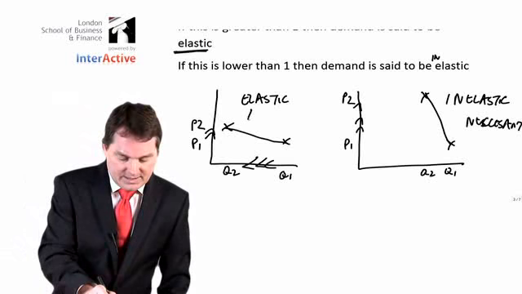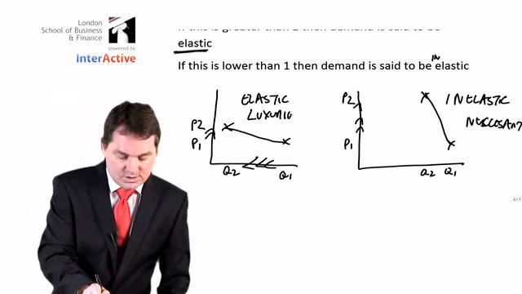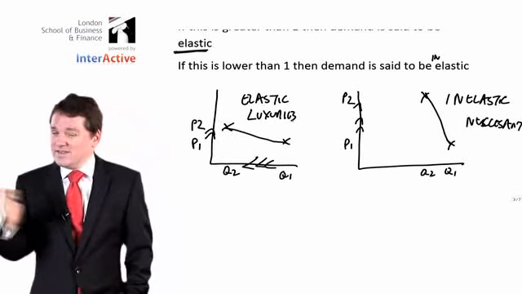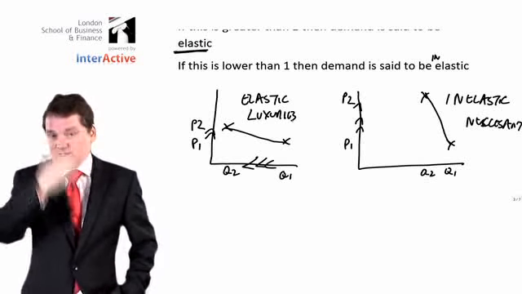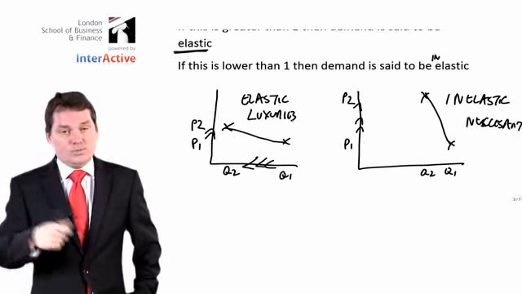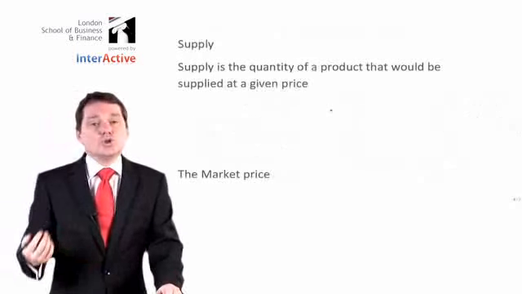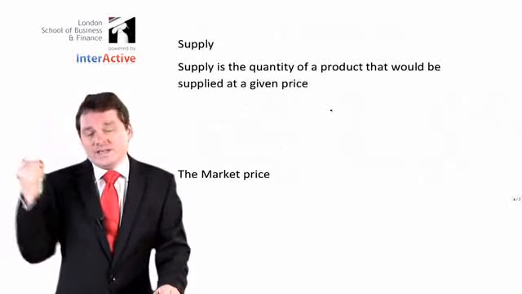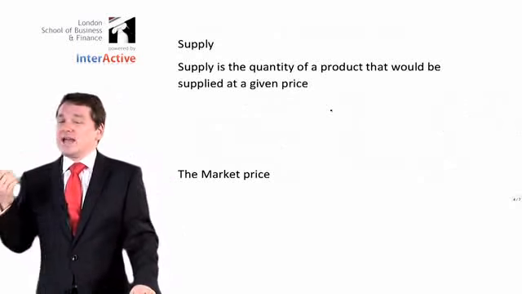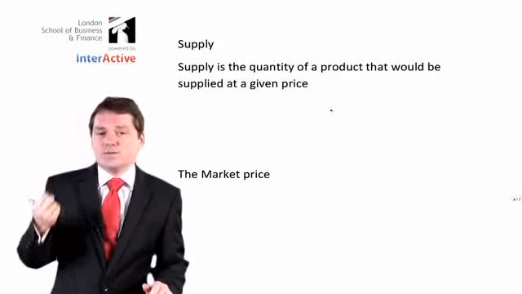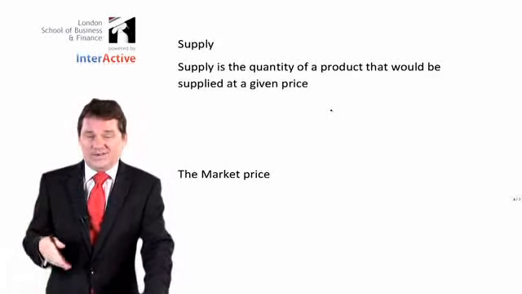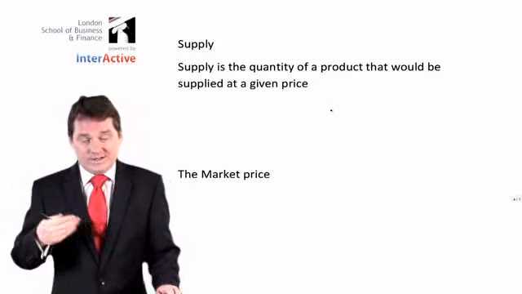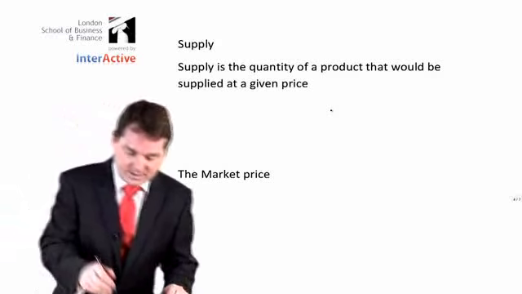Elastic products, on the other hand, are often things that are luxuries. And people are maybe very sensitive to them. Put the price up a bit and that's it. Demand collapses. In which case, put the price down. Inelastic, put the price up. Supply. We said that demand was how many things customers were willing to buy at a particular price. Supply is how many things producers are willing to supply at a particular price.